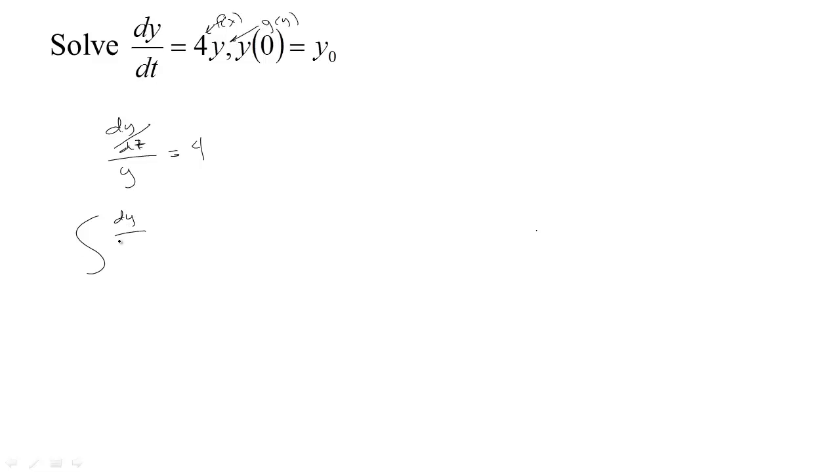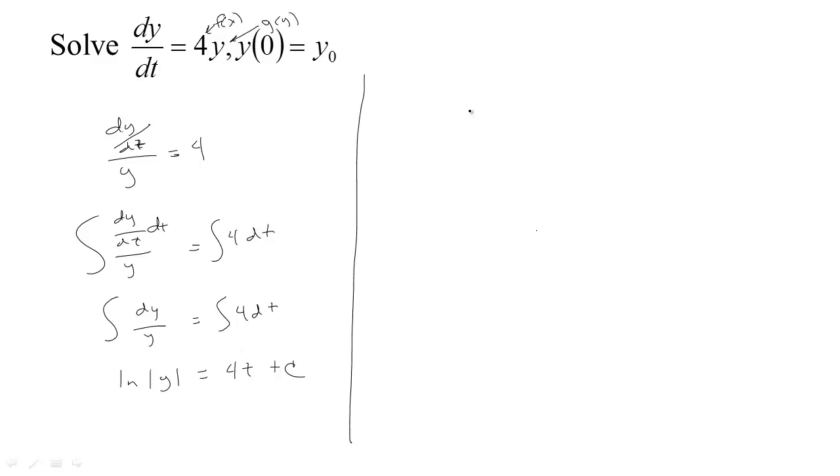So I'll integrate my dy/dt over y with respect to t, and I'll integrate my 4 with respect to t. Now dy/dt times dt, that's just dy, so we have dy over y on the left-hand side and 4 dt on the right-hand side. Now, the antiderivative of this would be the natural log of the absolute value of y, and the antiderivative of 4 dt would be 4t. Both of these integrals come with their own constant. I'll just combine them over here on the right-hand side.